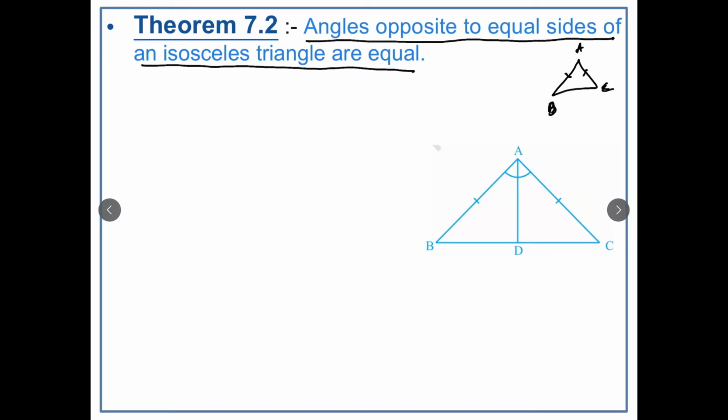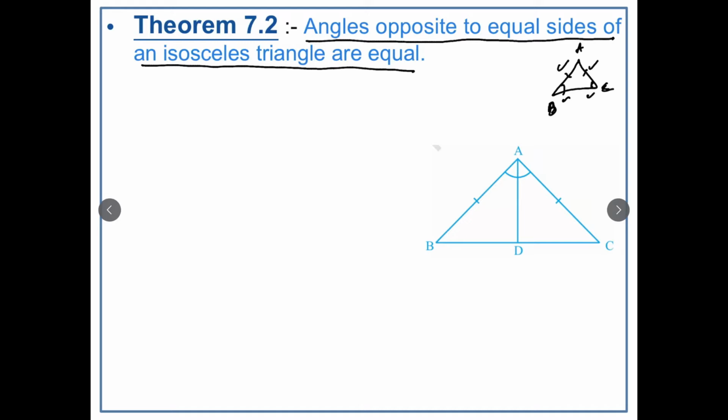If these two sides are equal, that means their opposite angles are equal. The angle opposite to side AB is angle C, and the angle opposite to side AC is angle B. So if these two sides are equal, their opposite angles will also be equal. That's what theorem 7.2 says. So let's do its proof.